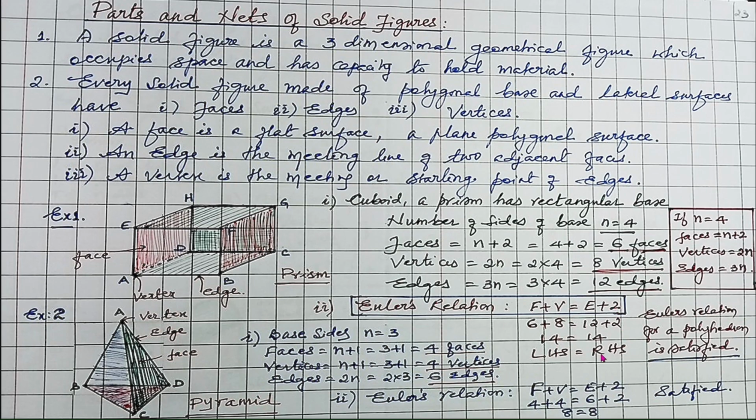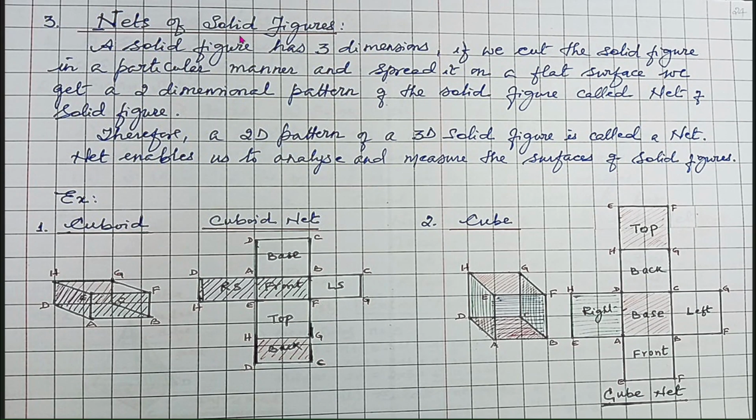Let us apply Euler's relation for a pyramid, which is also a polyhedron. The pyramid is a triangular based pyramid. n is equal to 3. Therefore, the number of faces is 3 plus 1, that is 4. The number of vertices is n plus 1, that is 3 plus 1, that is 4 vertices. Edges are 2n, that is 2 into 3, 6 edges. Applying Euler's relation, the number of faces is 4, the number of vertices is 4, 4 plus 4 is 8, the number of edges is 6, 6 plus 2 is 8. Again, Euler's relation is satisfied for a pyramid also, which is a polyhedron. So, please remember that.